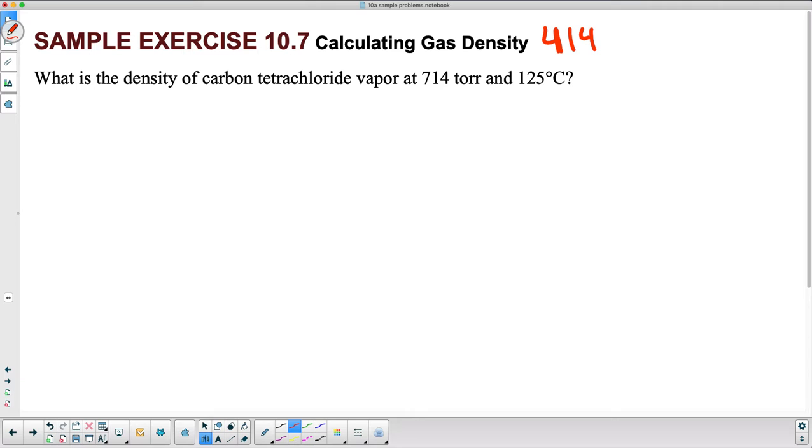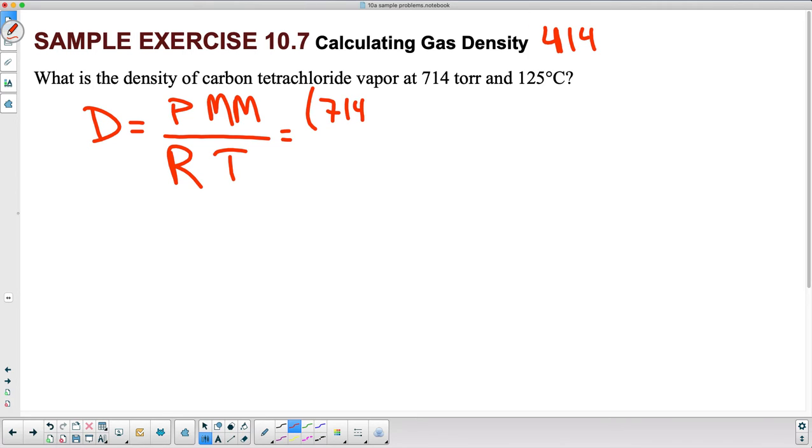So we know that we're going to use density equals pressure times molar mass divided by the R value and temperature. All right, so we got a couple of things we need to do here first to prep for this. The pressure is given to us in torr. That's an easy one, 714 torr.